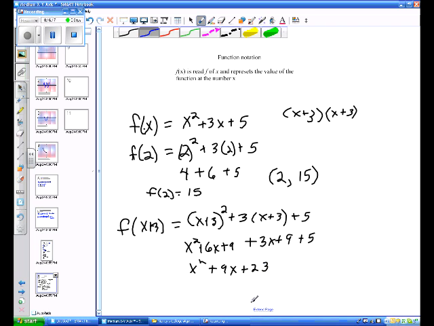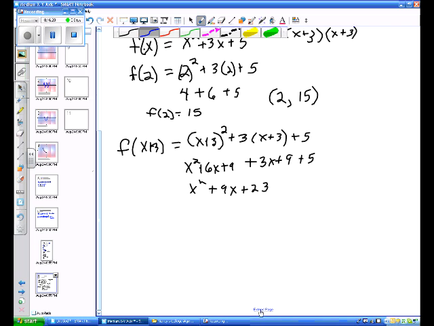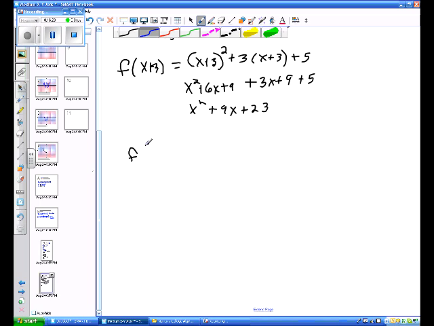It doesn't matter what you substitute in. We could even go through and substitute in, say we want to find f of negative x. That means take our function, wherever there's an x, we're going to plug in a negative x. So we would have negative x squared plus 3 times negative x plus 5, or the opposite of x is another way of reading that. So that gives us x squared minus 3x plus 5.